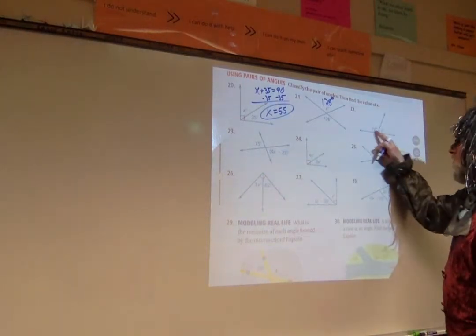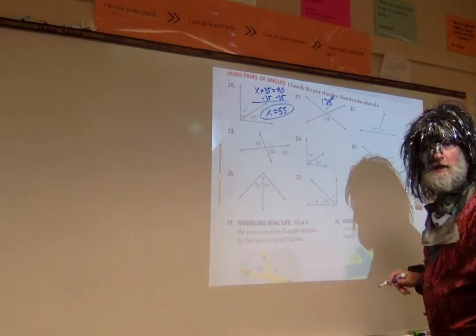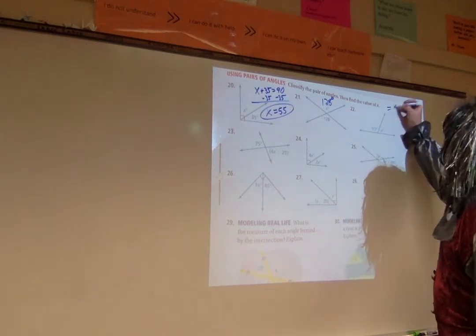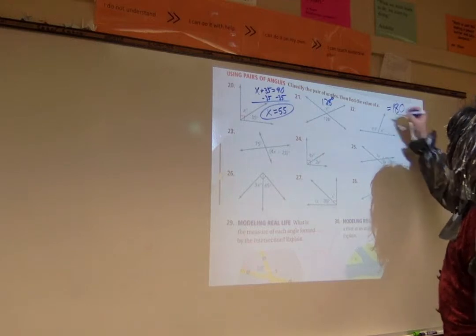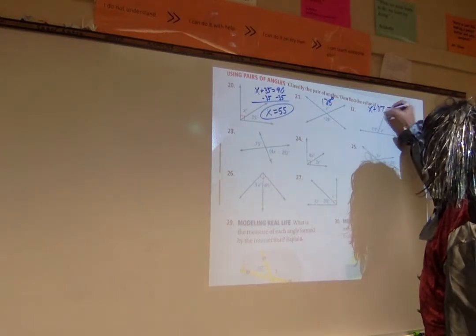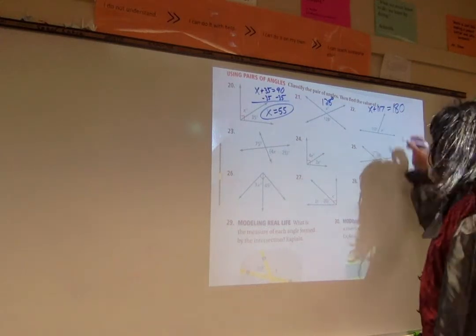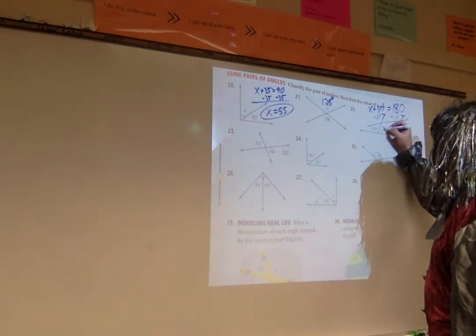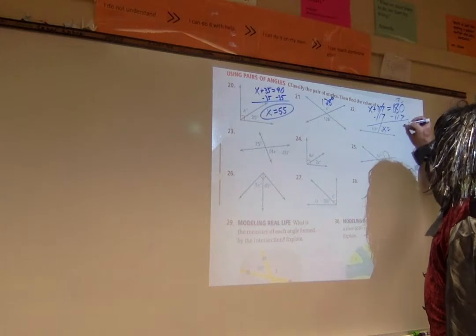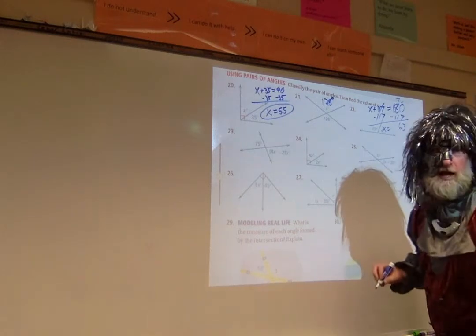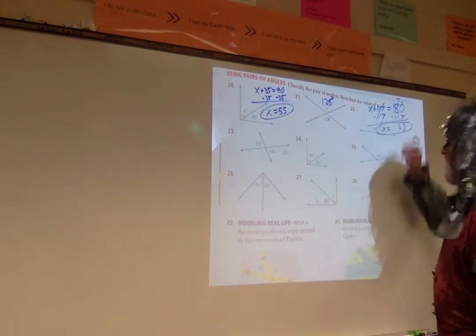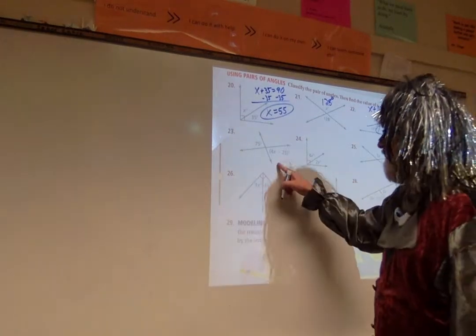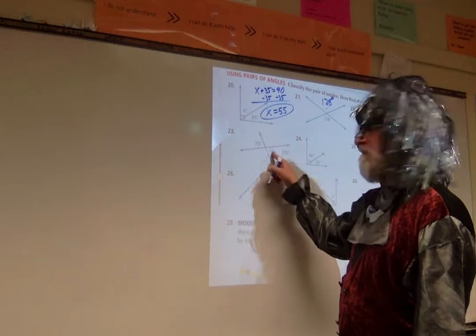Number 22. I see a straight line that forms supplementary angles that must add up to 180 degrees. So x plus 117 must be equal to 180. Subtract 117 from both sides. And I prove that x is 63.